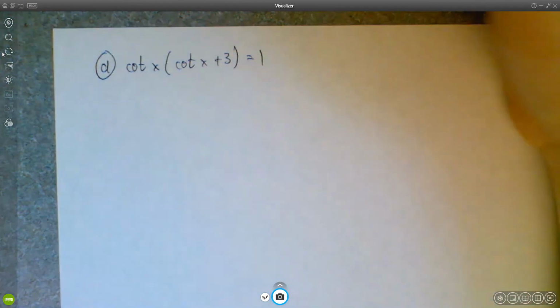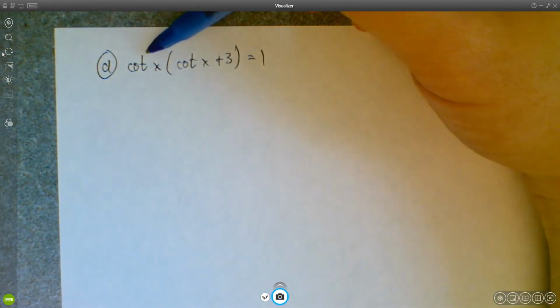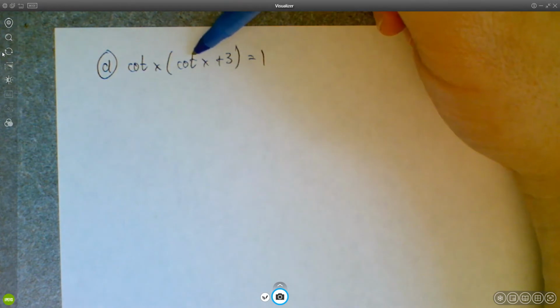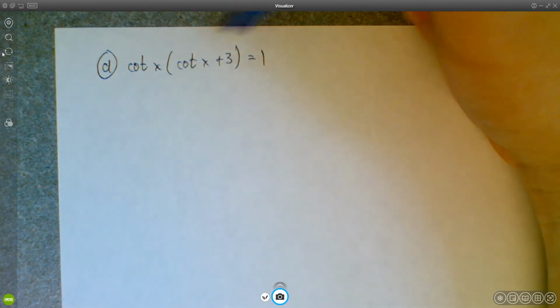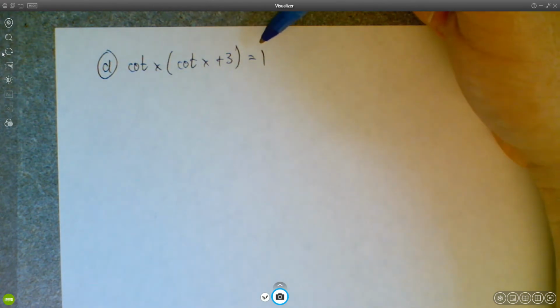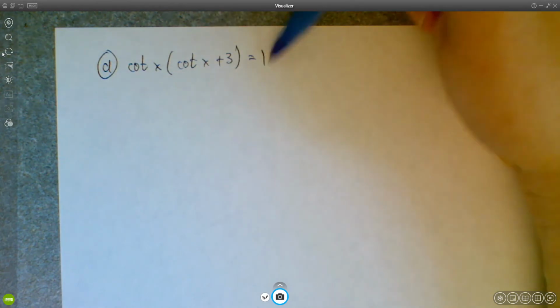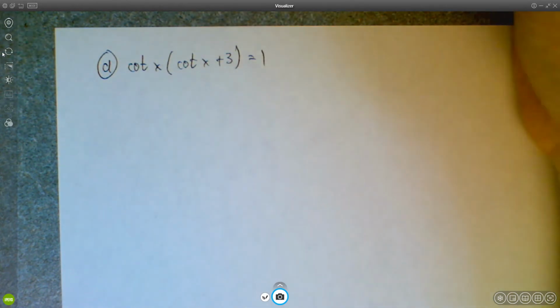You might be tempted to say, look, it's already factored. We can say cotangent x equals 1 or cotangent x plus 3 equals 1. But that would be wrong, okay? What you're attempting to do is apply the zero product principle. The problem is that this product is not equal to 0, so the zero product principle doesn't apply.